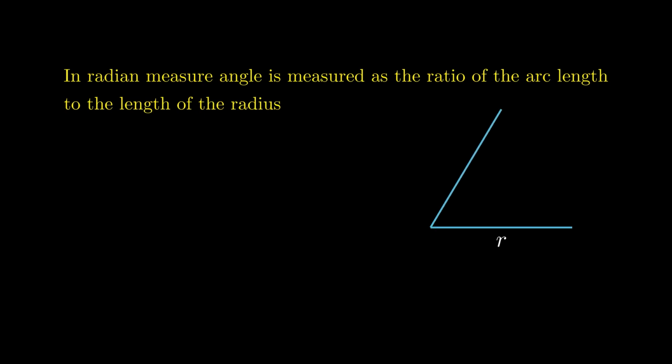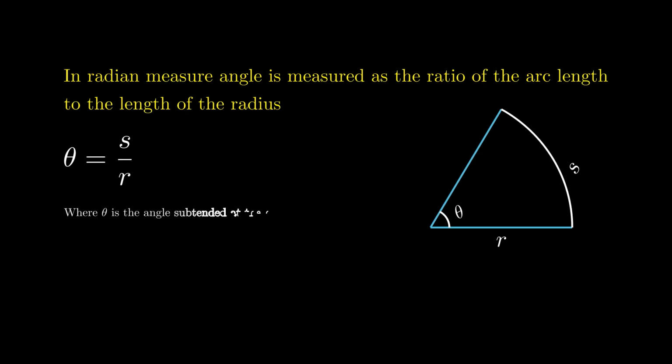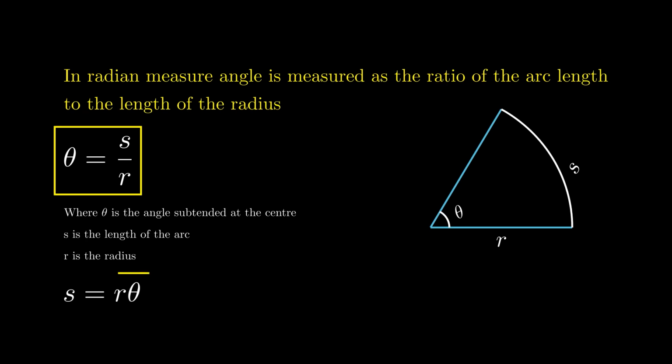Well, absolutely we can. So this is the definition of radian measure. In radian measure, angle is measured as the ratio of arc length to the length of the radius. Look at this diagram. So we have an arc with length s and radius r. So we can write theta equals s over r, where theta is the angle subtended at the center, s is the length of the arc, r is the radius. By slight rearrangement of this equation, we'll get s equals r theta. So if we know the angle subtended at the center in radians and the radius, we'll be able to compute the length of the arc as well.